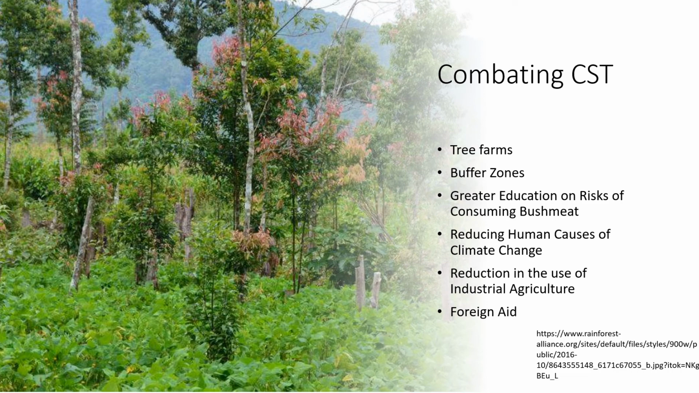Lastly, an interesting way to fight this issue would be to utilize foreign aid. Resources can be sent to communities that are at greater risk of CST spillover events. By providing resources, there is less need for these people to put themselves and their local populations at risk when entering forests and wildlife-dense areas.